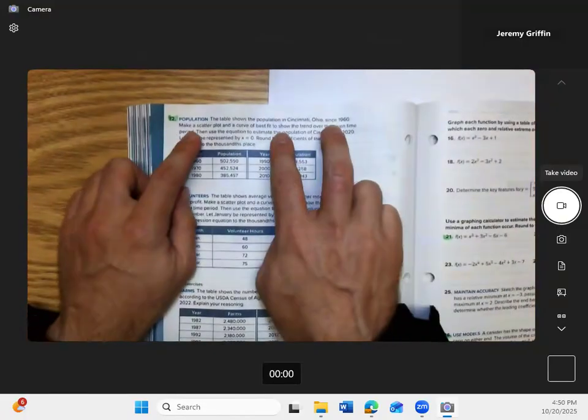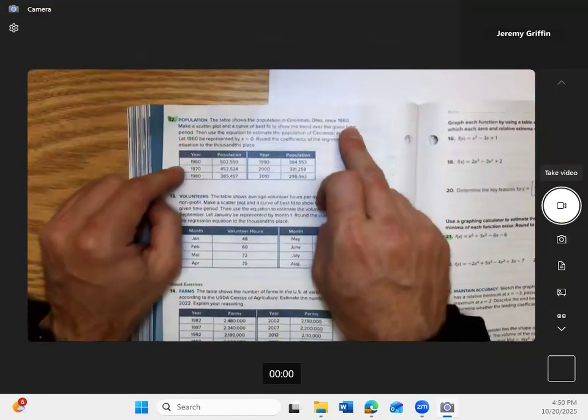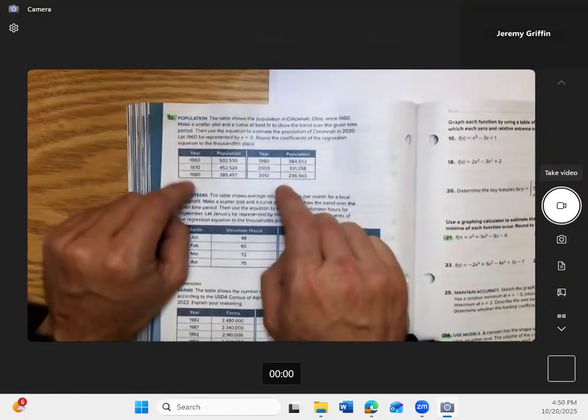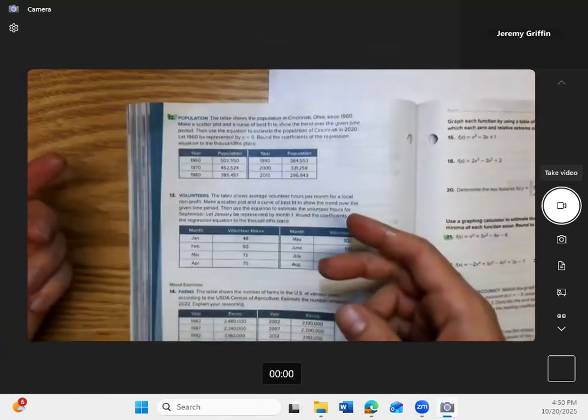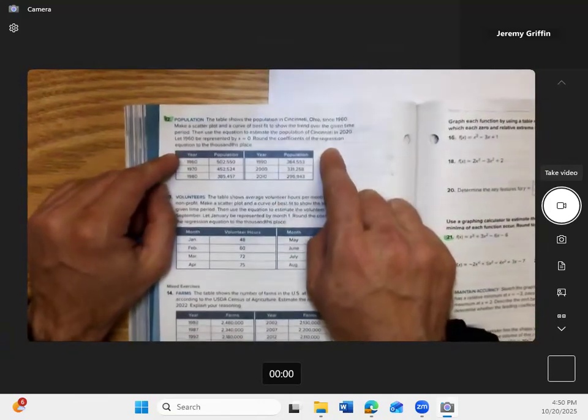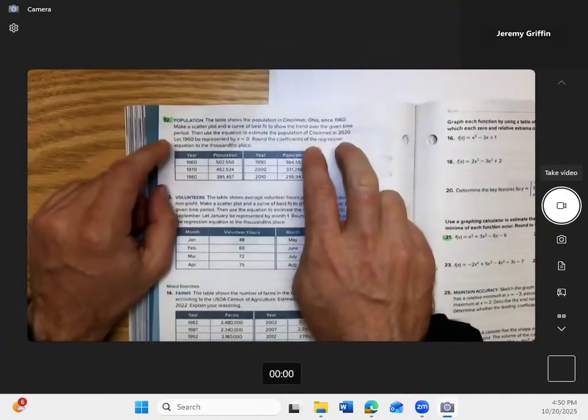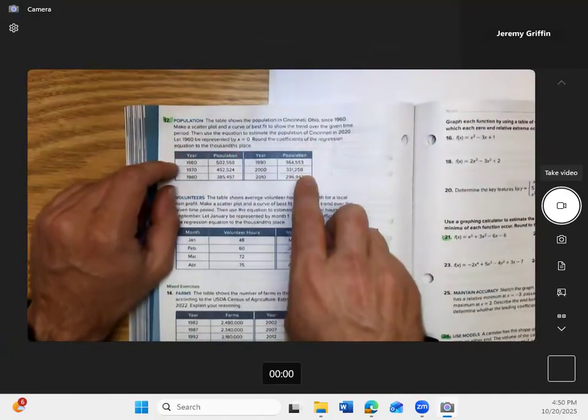Like number 12, population of Cincinnati, Ohio since 1960. Oh, look, we're getting one of these scatter plots. Okay, so they're giving us the table. I think they want us to find an equation, right? So the coefficients of regression, say 2000 is probably something like that.